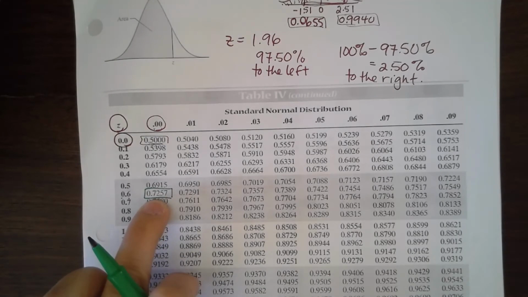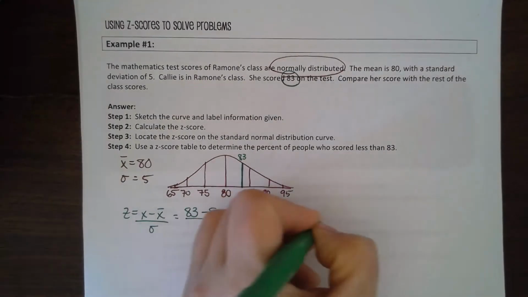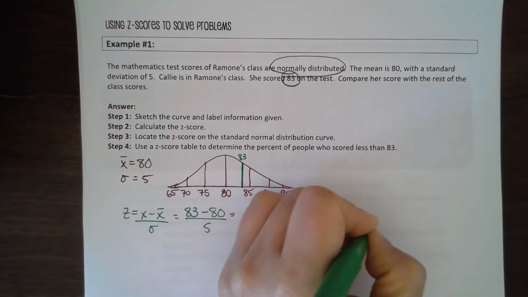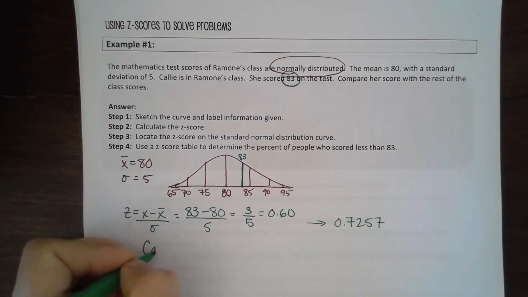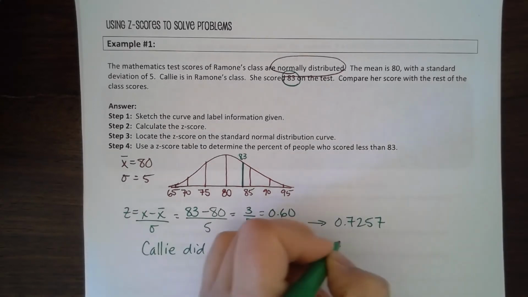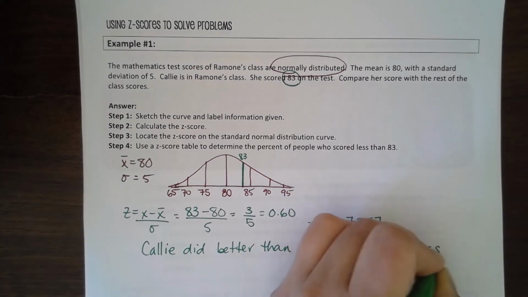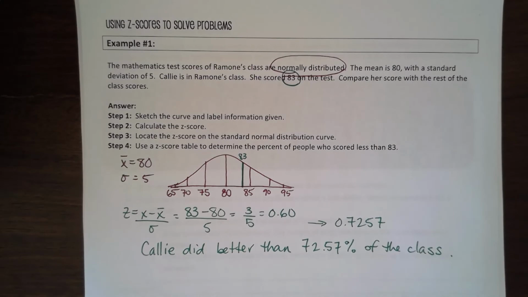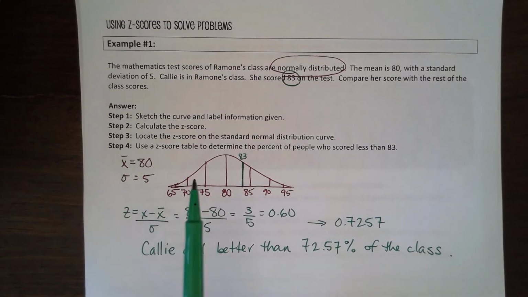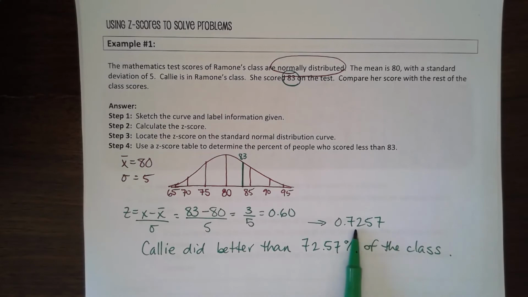That's 0.7257. So that gives us 0.7257, which means that Callie did better than 72.57% of the class. Okay, because remember, everybody to the left of her is this percentage here.